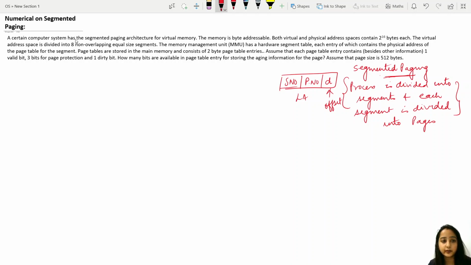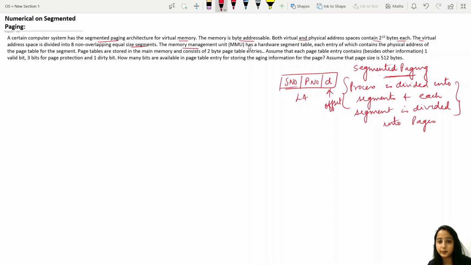A certain computer system has a segmented paging architecture for virtual memory. The memory is byte addressable. Both virtual and physical address spaces contain 2 raised to power 16 bytes each. Logical address also and the physical address also contain 2 raised to power 16 bytes each. The virtual address space is divided into 8 non-overlapping equal size segments. So the logical address is divided into 8 equal size segments.